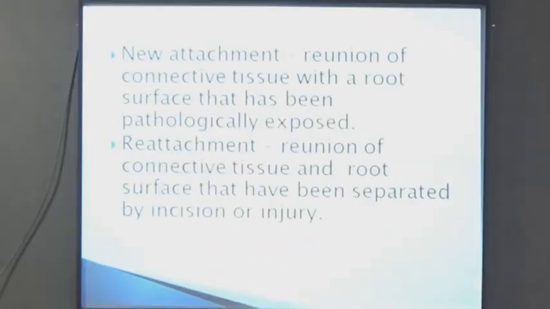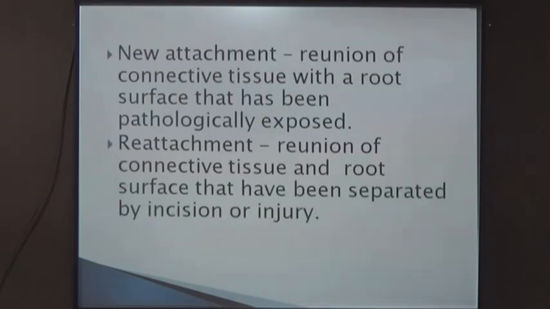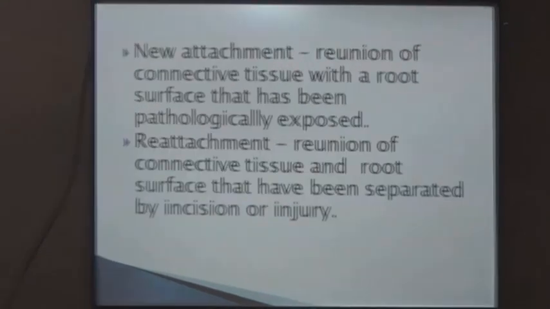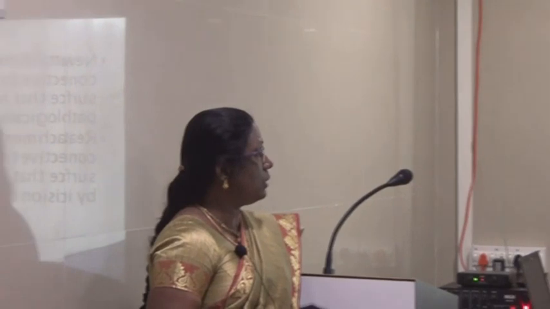is where pathologically exposed root surfaces are reunited. Okay. So now you should know what is regeneration: the lost tissues are completely restored by the formation of new alveolar bone, periodontal ligament and other things. Repair is healing of tissue without completely restoring the tissue. New attachment is reunion of connective tissue with the root surface which is pathologically exposed, and reattachment is reunion of connective tissue and root surface that have been separated by incision or injury.